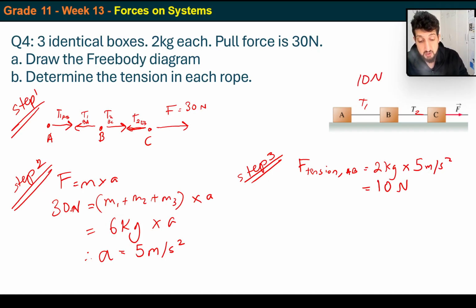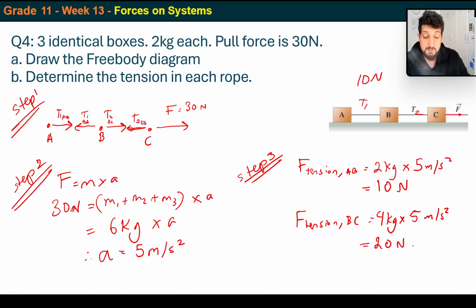What about the tension in 2? Well, the tension in 2, which is BC, is going to equal the mass of this and this, because of course this rope here is pulling both of these. So it's going to be 4 kg multiplied by 5 meters per second squared, and that's going to be 20 newtons. Right? So that's 20 newtons, that's 10 newtons. The total force here is 30 newtons, which checks out, which is equal to this plus this. Easy. Okay? And that's that.